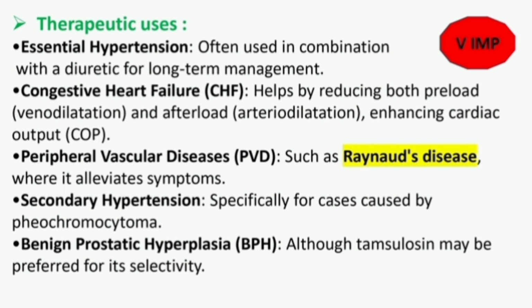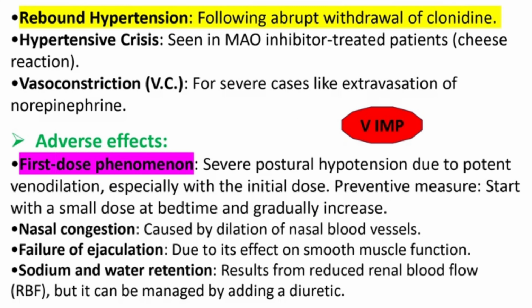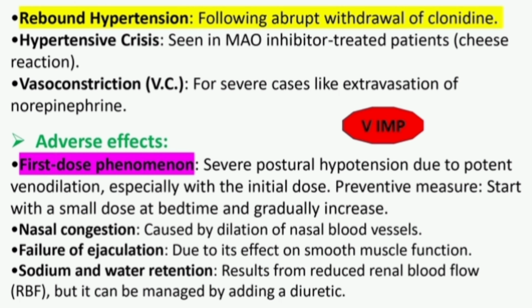And the next use we are discussing here is rebound hypertension. One of the important uses for prazosin is rebound hypertension. We know the abrupt withdrawal of clonidine causes rebound hypertension, one of the important adverse effects of clonidine. In this case, we can use prazosin for the treatment of rebound hypertension caused by the withdrawal of clonidine. A very important point.